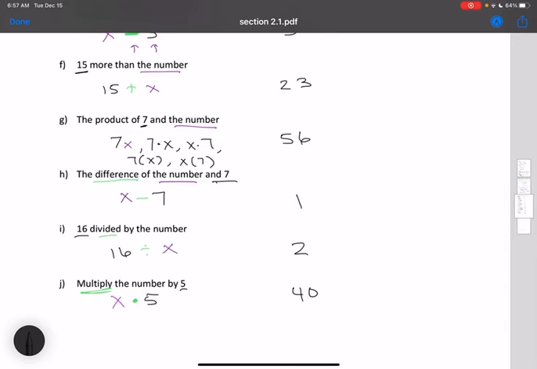For I have 16 divided by the number. So 16 divided by X is 2 when you plug in 8. And finally, multiply the number by 5. I just went with X times 5. And when I plugged in 8, I got 40. And again, J is just like G, how there's lots of different options. So you might just put them right next to each other in any order, or put the dot in between, or you might have put one in parentheses.